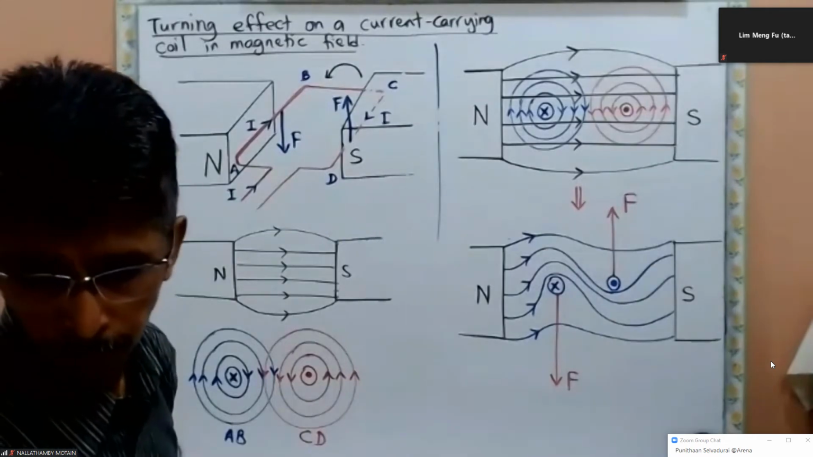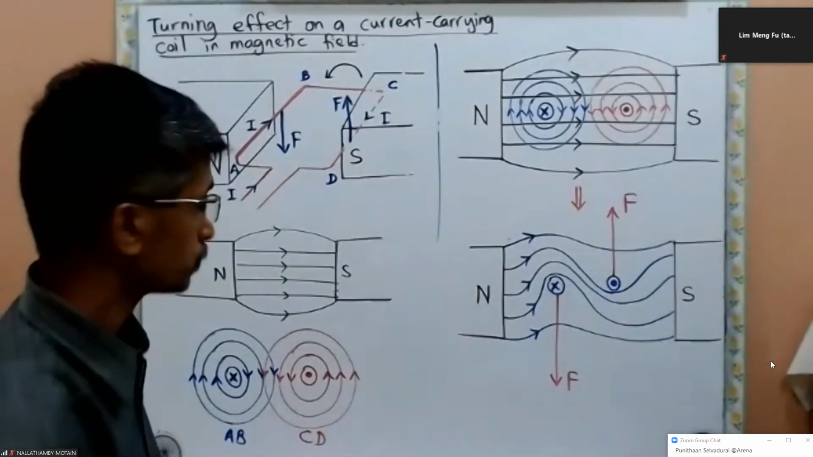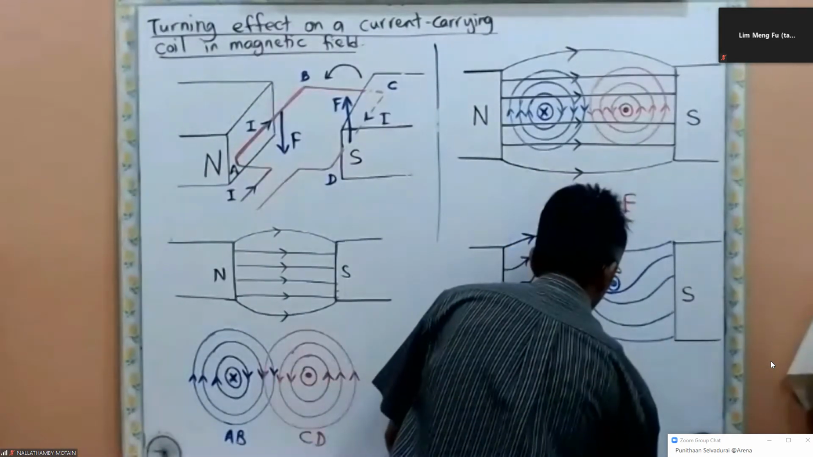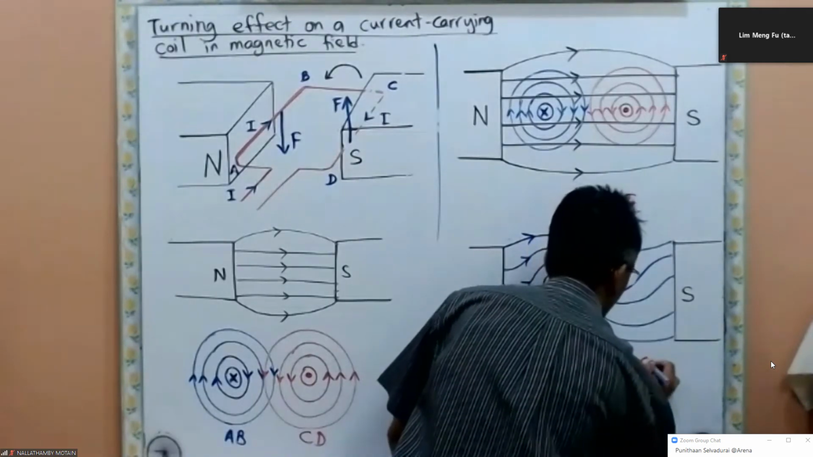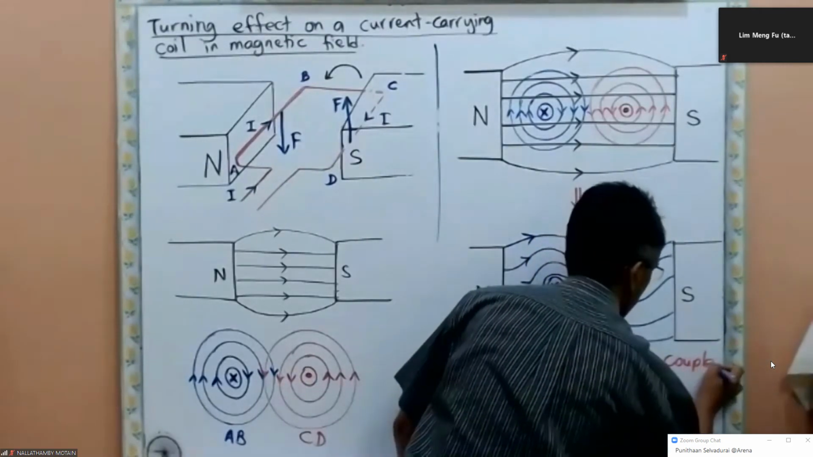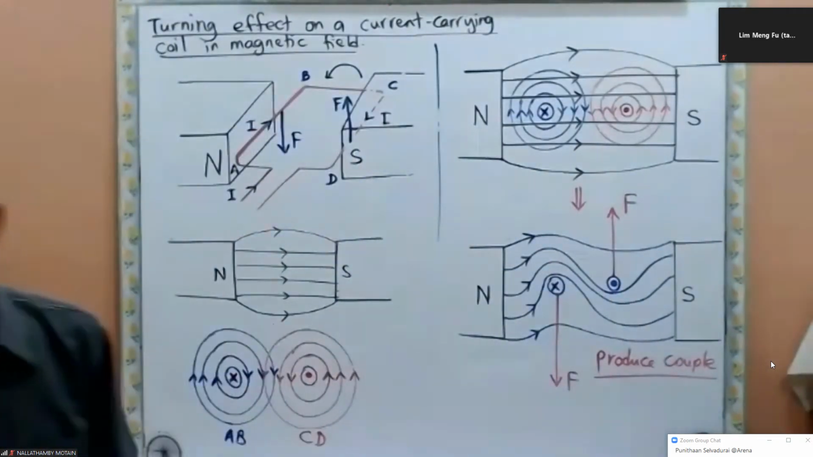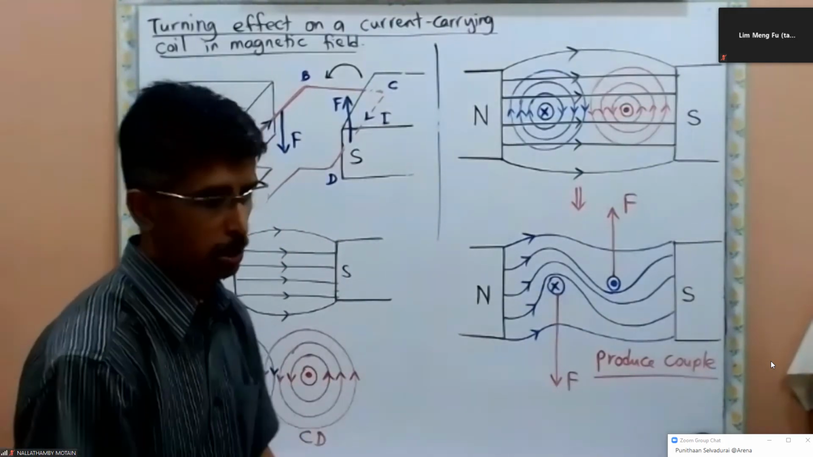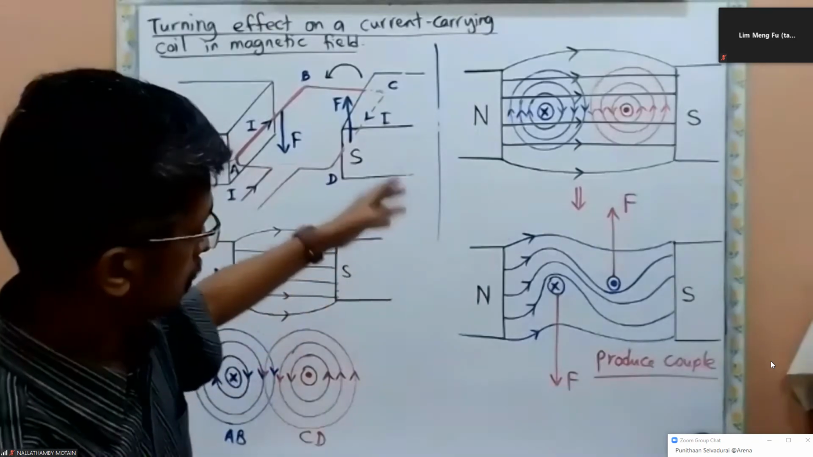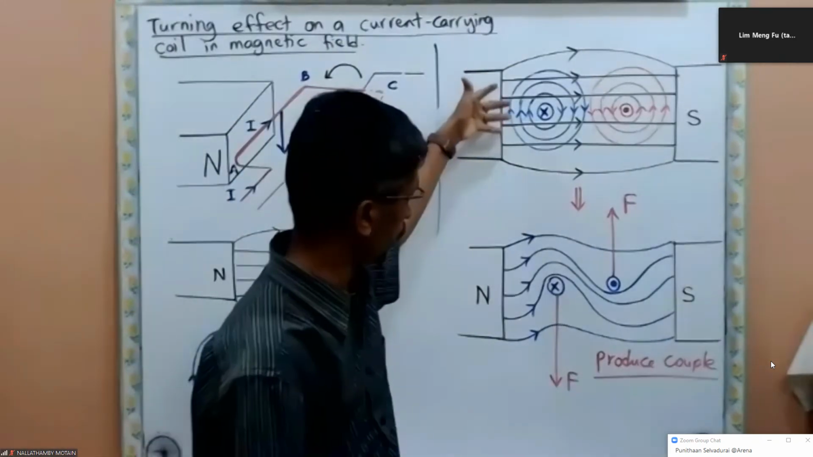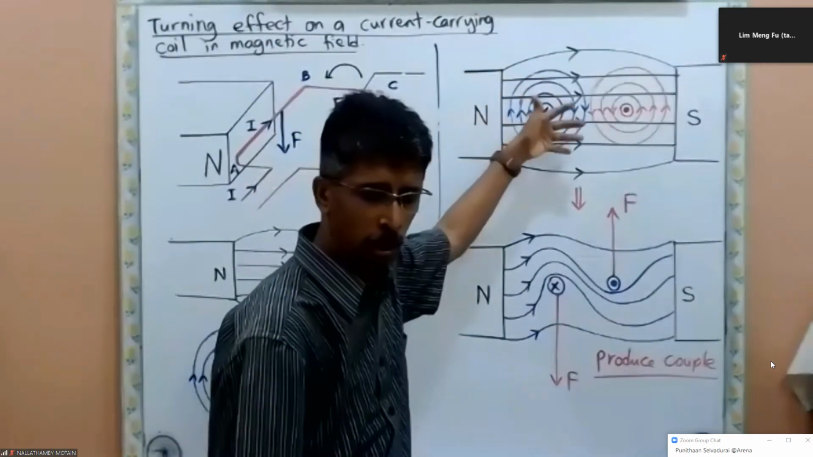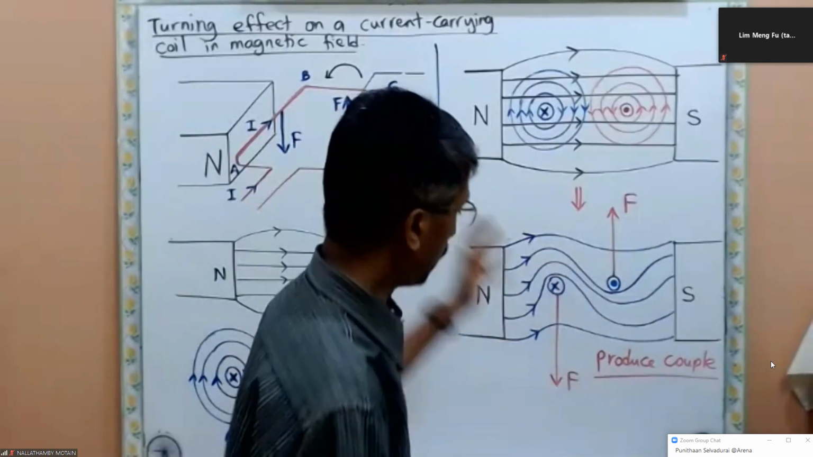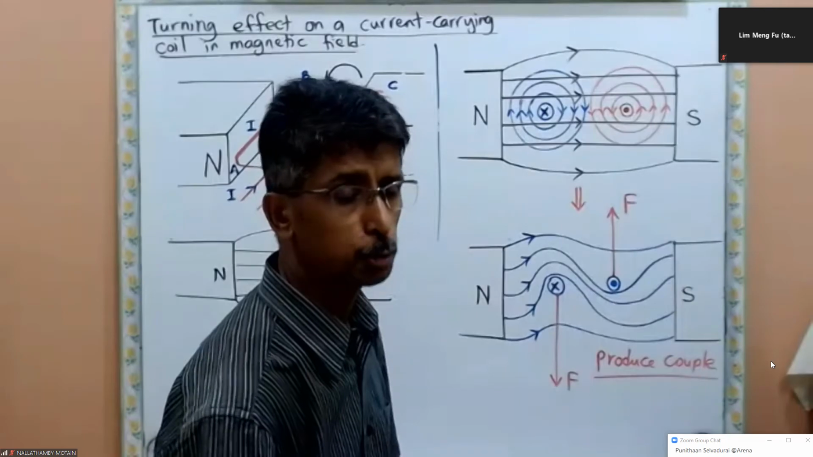Okay. So here you can see over here it produces a couple. Produce couple means a pair of forces. We say couple. The resultant magnetic field, I mean the combination of the magnetic field of the permanent magnet and, when you use the coil, the conducting current, it will constitute a couple. I mean a pair of forces, where this pair of forces produces a turning effect.